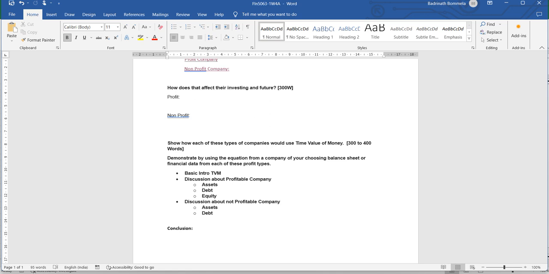One more thing here, don't give any screenshots. Whatever calculations are made, give the formula and straight away mention the values. That's enough. Need not give any screenshots of the Excel sheet.